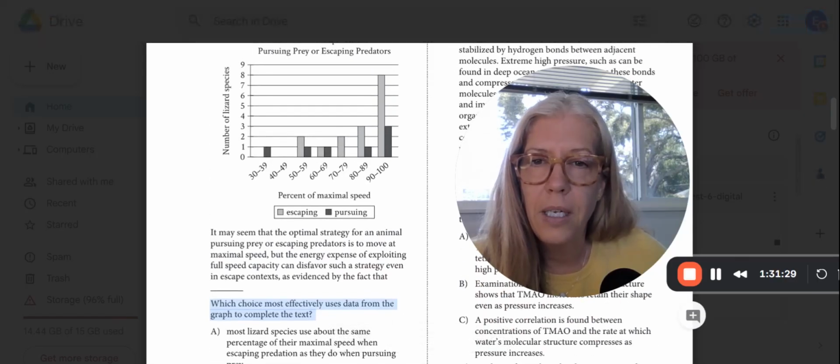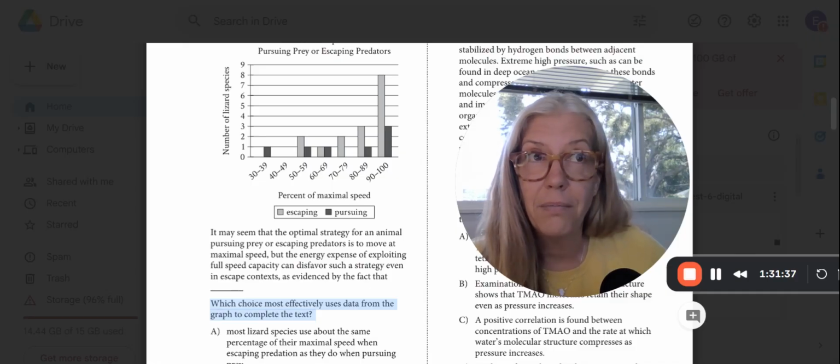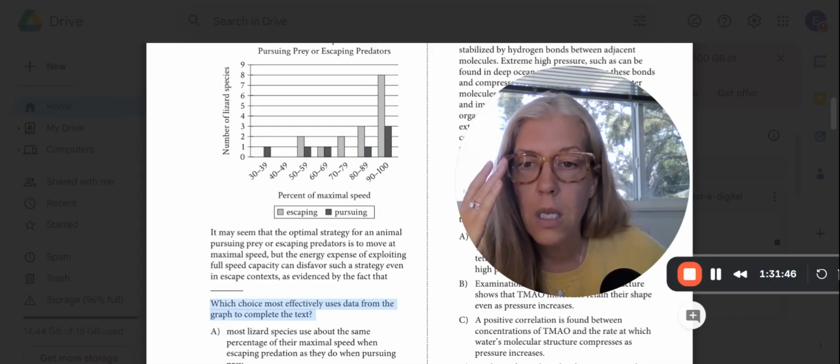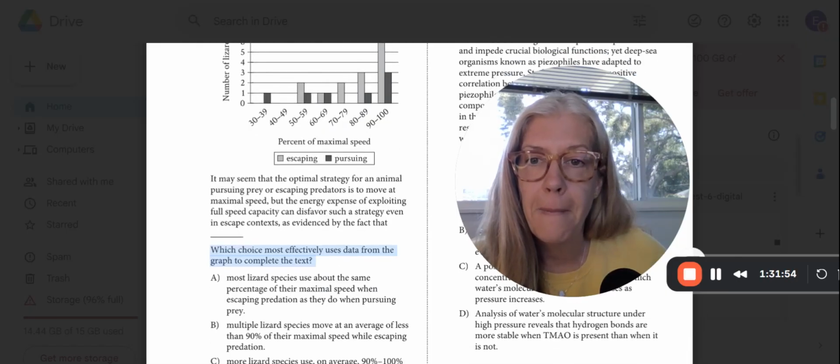Number of lizards, 90 to 100. They're going at 90. Oh my gosh, I would have thought it would have been the exact opposite. I'm just thinking about a lion chasing a gazelle, and that gazelle should not go at 100% because it's going to disfavor. Even in escape contexts. So don't go at 100%.